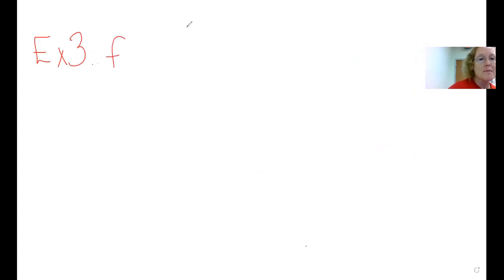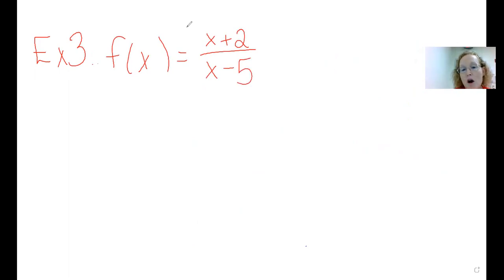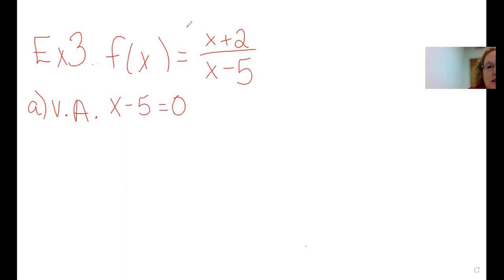So for example 3, I'm going to let f of x be x plus 2 over x minus 5. Okay, so first things first, we're going to do exactly what we did on the last 2 problems. We're going to find our asymptotes, and then we're going to talk about how we can kind of put that together and get kind of a graph. So first of all, A, let's find my vertical asymptotes. All right, so if you'll remember your vertical asymptote, we're going to take that denominator. We're going to set it equal to 0. And in this case, we're just going to solve that.